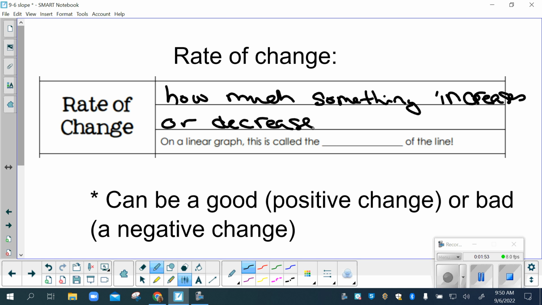Sometimes it's bad, right? On a line, we refer to this as the slope, but we use this letter. I don't know why we don't use an S or an L or even a P. We use an M, right? We use an M, and that's what slope is. It's how much something's going up or down.